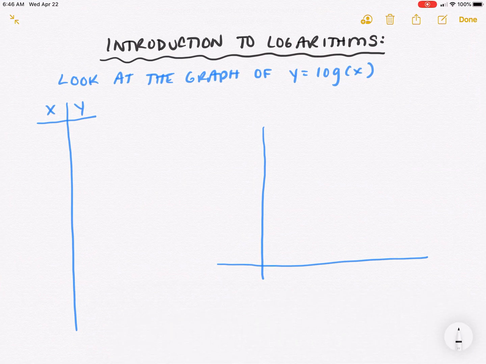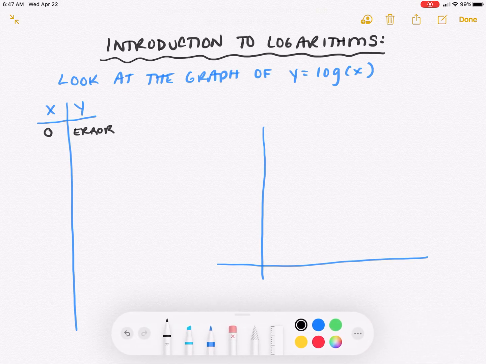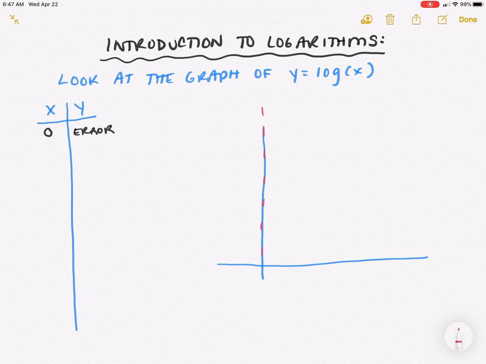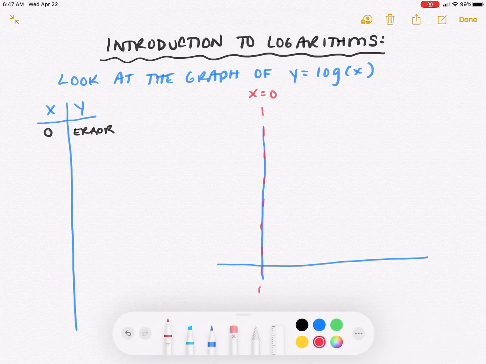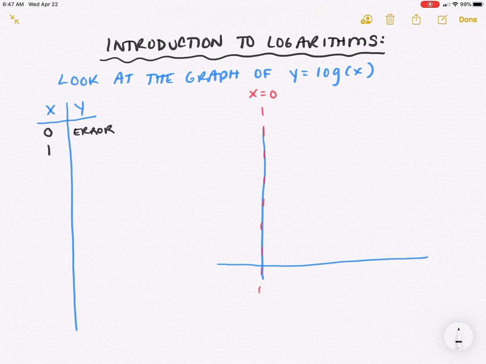You'll understand that a little bit better once you start understanding how to evaluate logs without a calculator. When I plug in 0, I actually output an error. And what that means on my graph is that I'm going to have a vertical asymptote right here at x equals 0. I'm not allowed to plug in 0. I can plug in numbers really close to 0, but they can't actually be 0. When I plugged in 1, I outputted 0. This means that it is going to be my x-intercept.